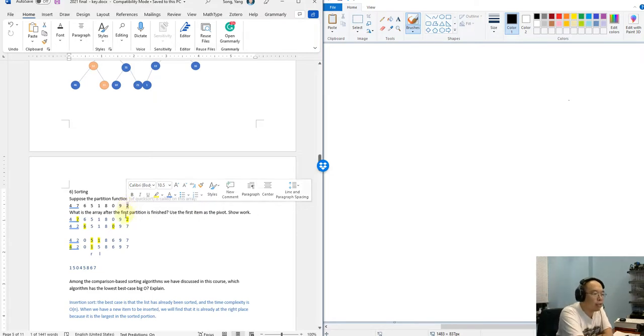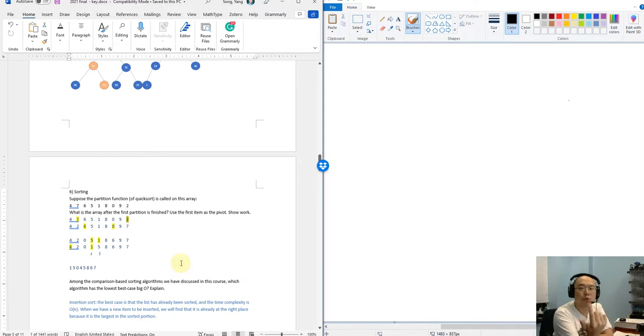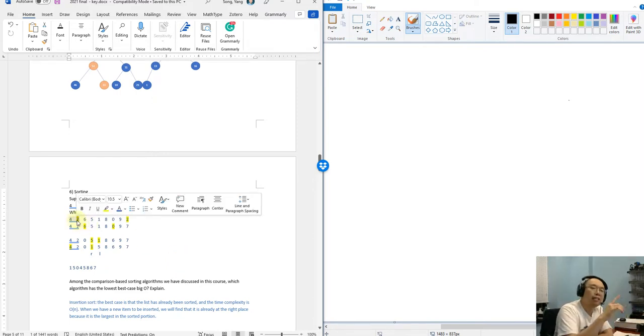So on the right cursor, I find 2. So 2 is smaller than the pivot. So 2 should be on the left side. And then I also have the 7. 7 is larger than the pivot. So 7 should go to the right side.